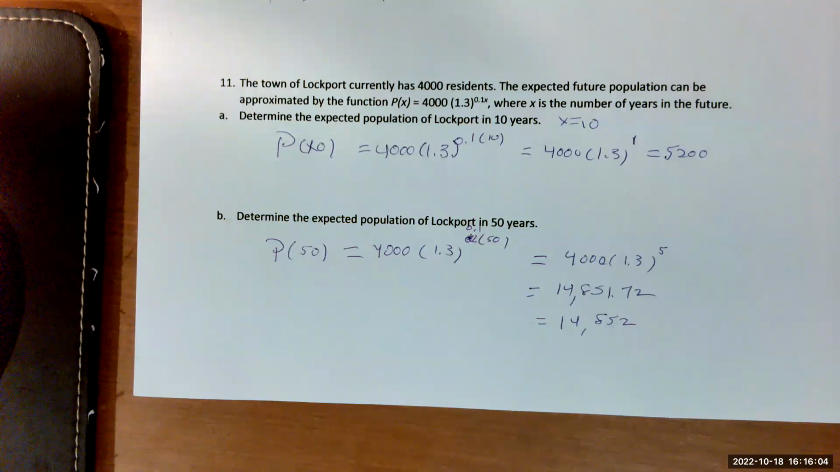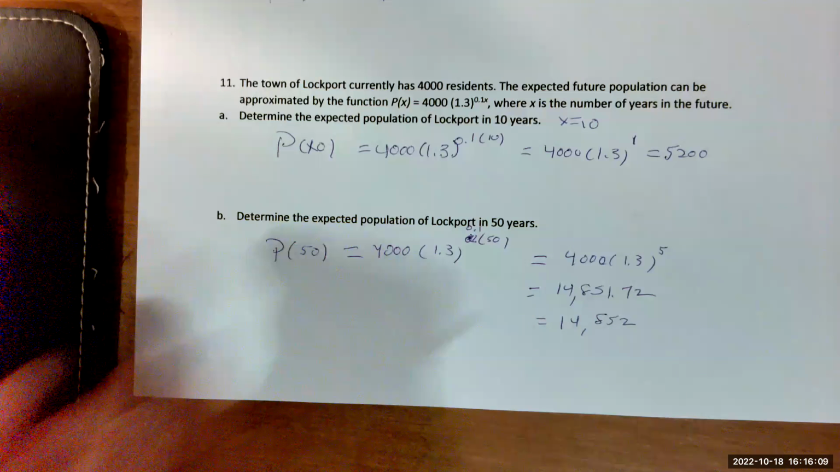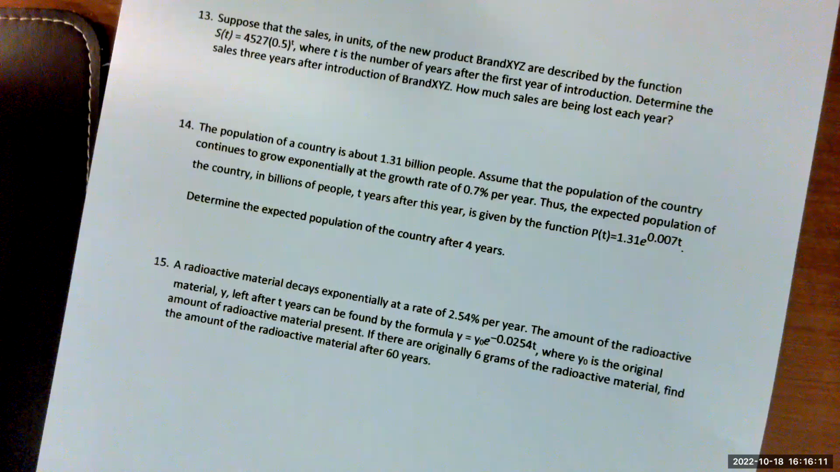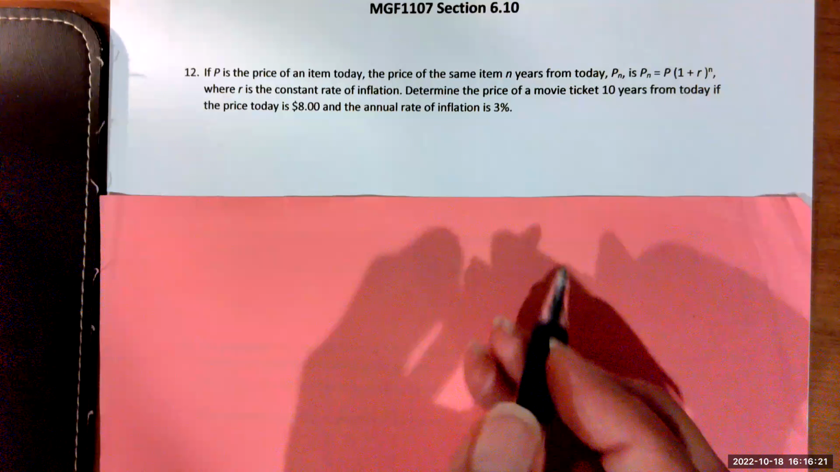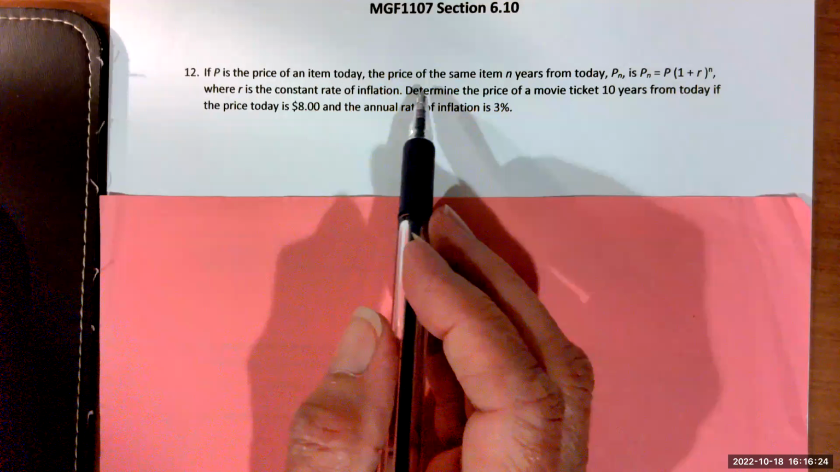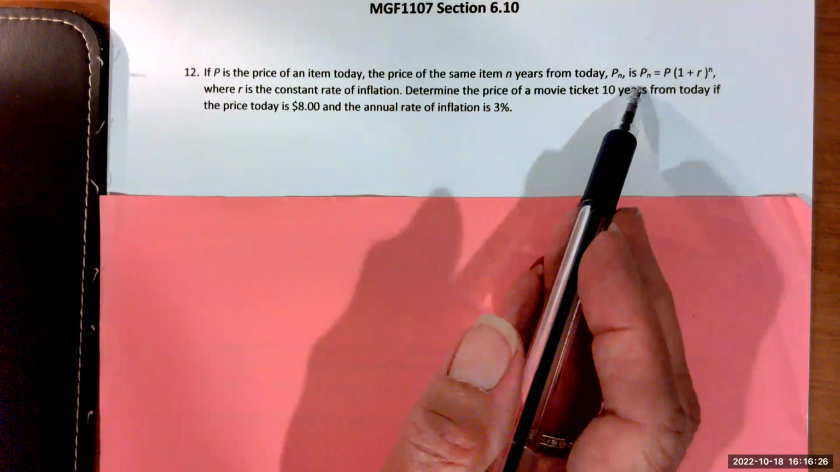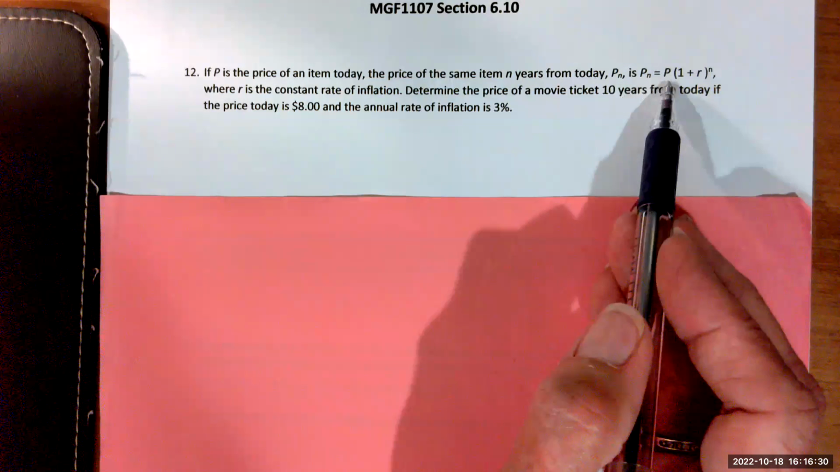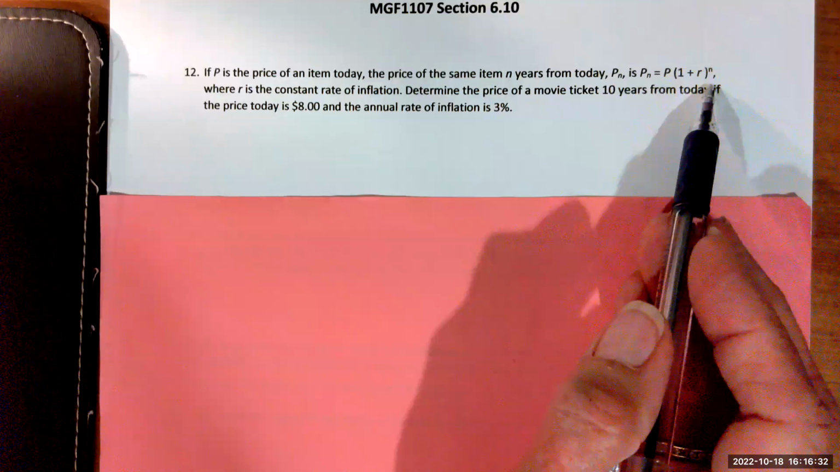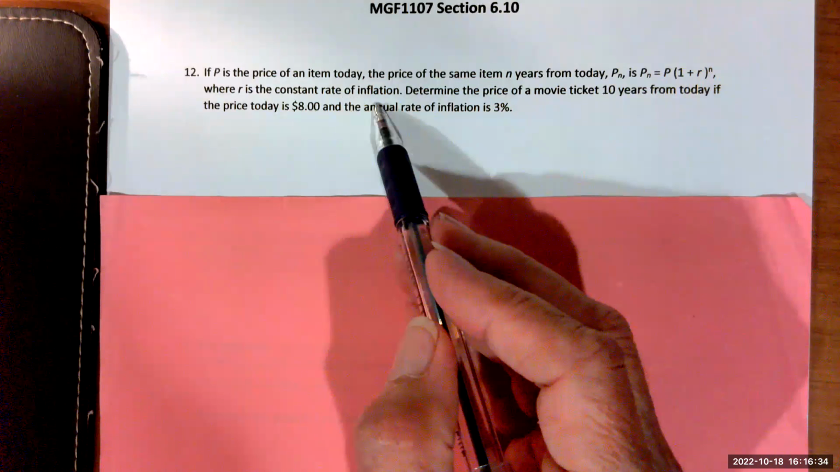All right, so let's go on to the next ones. On the last page of the problems that we were given in class, we've got a problem where we're talking about the price of an item today. P is the price of the item today. The price of the same item n years from today is given by this formula: P of n years from today is equal to P, the current price, times 1 plus R, where R is a constant rate of inflation.